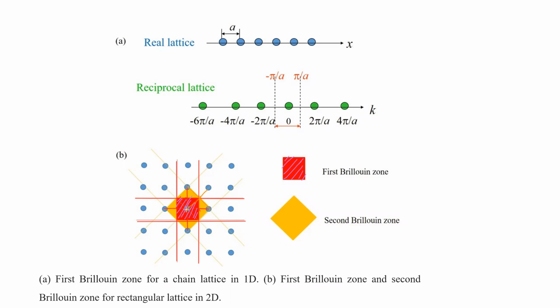From here to here, cut half. From here to here, right? Cut half. From here to here, cut half. Okay, so what we end up with is, let's make it yellow. This is it. So this is our second Brillouin zone.